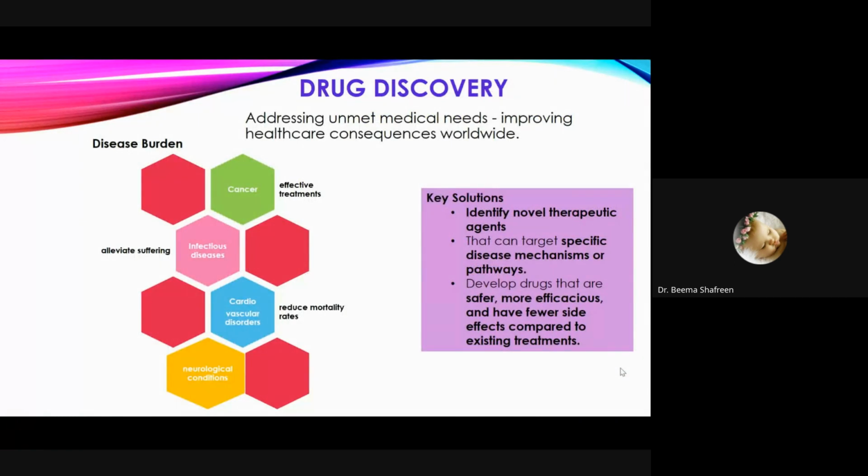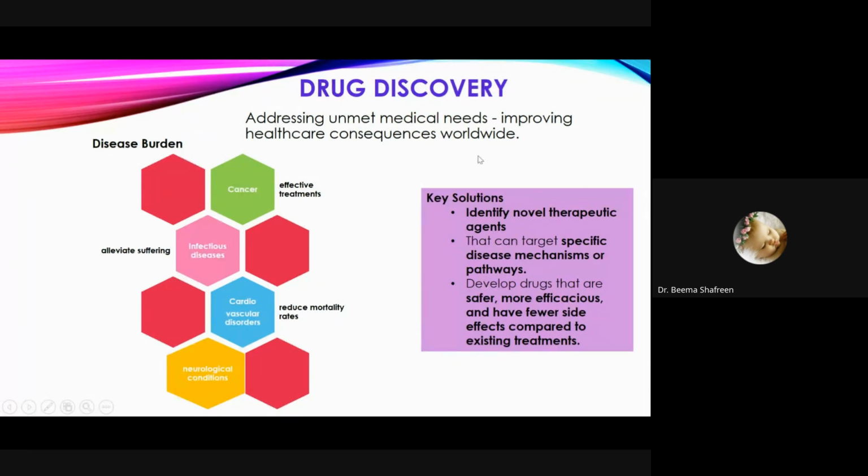So the overall drug discovery process is addressing the unmet medical needs and improving healthcare outcomes worldwide, for which we have to understand the disease burden. So most of the well-known diseases are cancer, infectious disease, cardiovascular disease, and neurological disease, which lead to high morbidity and mortality rates. So effective treatments are required, whereby suffering can be alleviated and the mortality rates can also be reduced.